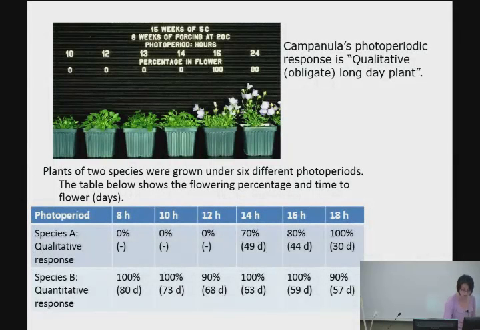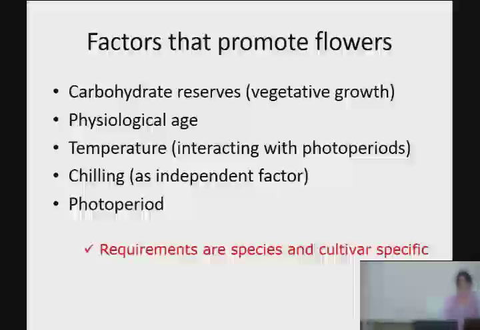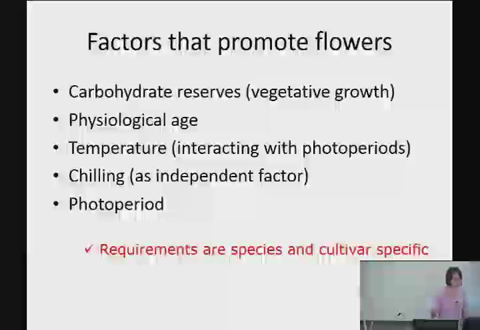All right. Okay, good. So just like I said, DLI needs to be considered. There are other factors triggering flowers of the plants, and this is a list of factors. Physiological age affects. Some plants just flower regardless at a certain age, or after developing a certain number of leaves, they flower anyway. And some plants respond very sensitively to the carbohydrate reserve, how much energy is in the body, so the vegetative growth pretty much affects flowering status.